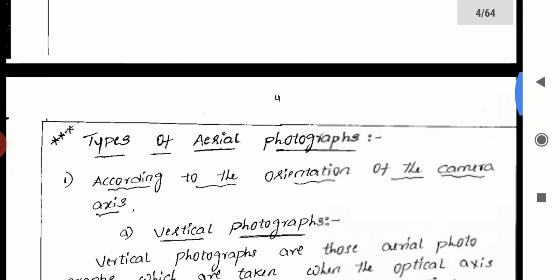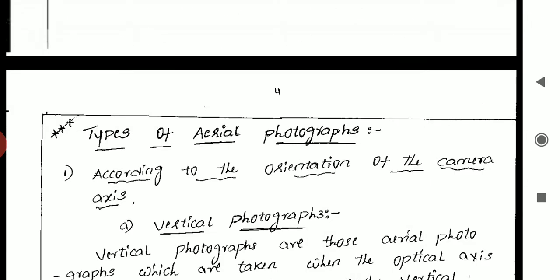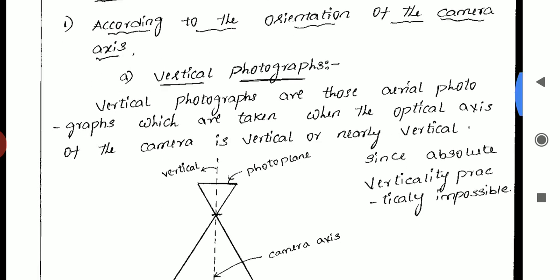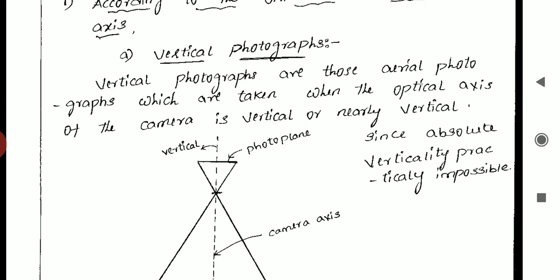Next we will study about types of aerial photogrammetry. So about photographs, there are so many types. Okay, so first type is according to the orientation of the camera axis. Okay, first according to the camera orientation, they explain the types of aerial photographs. First one: vertical photographs. Okay, see what will happen in these cases.